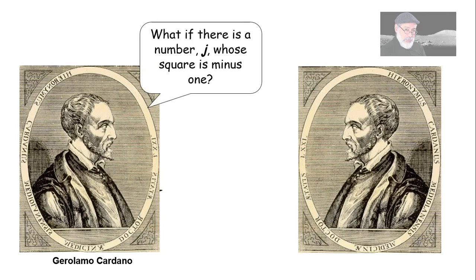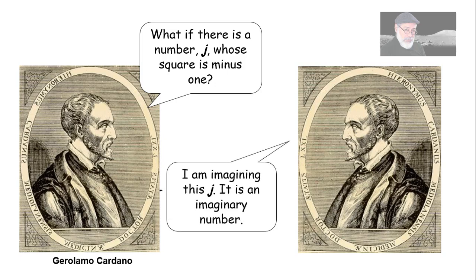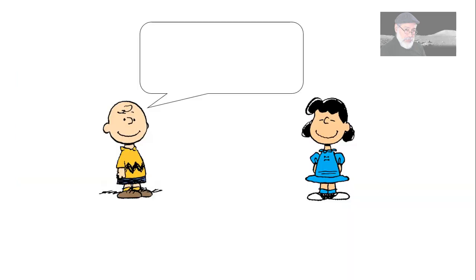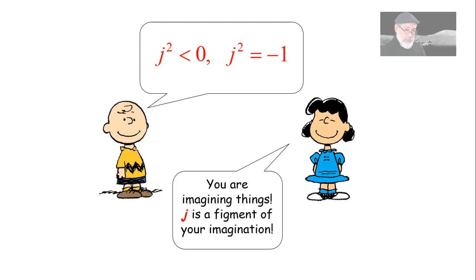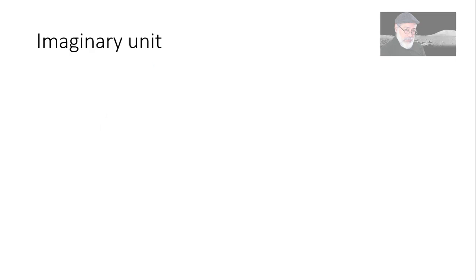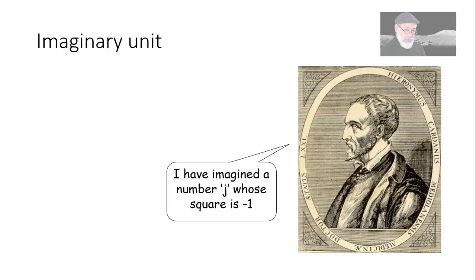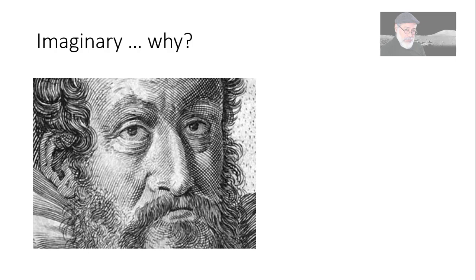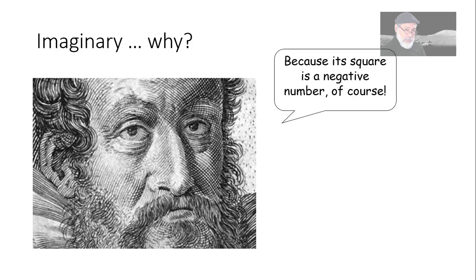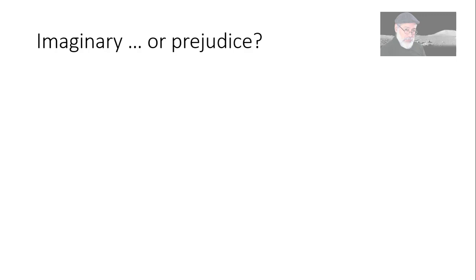He was the one who said, what if there is a number j whose square is -1, and he himself thought, man, I am imagining this j. It is an imaginary number. Imaginary, right? Yeah, he insisted. Imaginary, it's a figment of my imagination. I have imagined a number j whose square is -1. But imaginary, why? Well, because when I square it, I get a negative number, of course. Well, is it imaginary for real, or is it a prejudice?